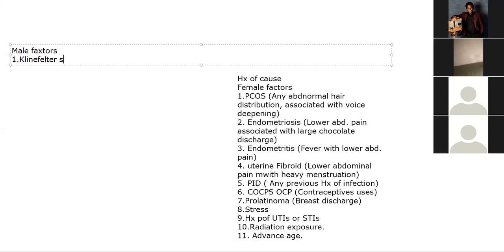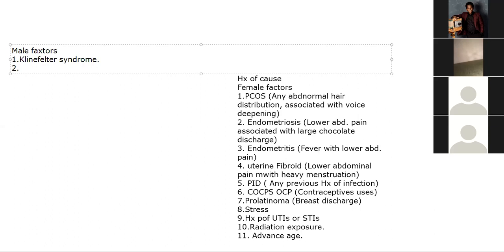So how do you want to ask about Klinefelter syndrome? You want to ask the woman to describe the husband. Is he tall? How are his testes? Are his testes small? Does he have breasts? Does he have hair on his chest or something? You want to rule it out. So that is Klinefelter syndrome. So apart from Klinefelter syndrome, what other things again?